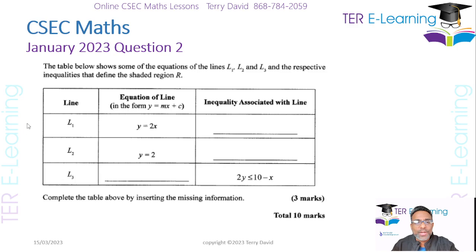Okay, so they gave you the equation of the line, right? And they told us that they want it in the form y is equal to mx plus c. And what they want us to do is to complete this. So we have y is equal to 2x, and they want to know what is the inequality that we're going to put here, right? Now, there are only 2 options. Either it is y is less than or equal to 2x, or it is y is greater than or equal to 2x, right? That's what we need to check.